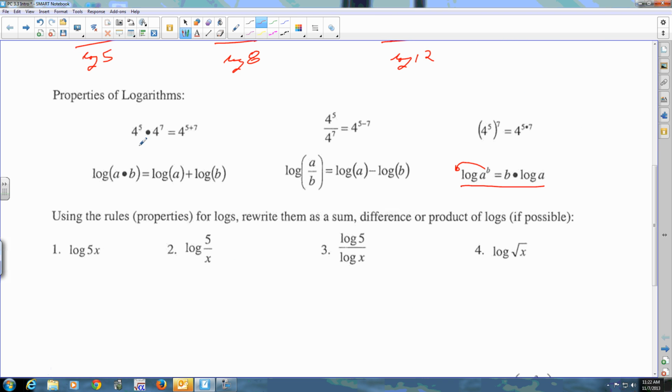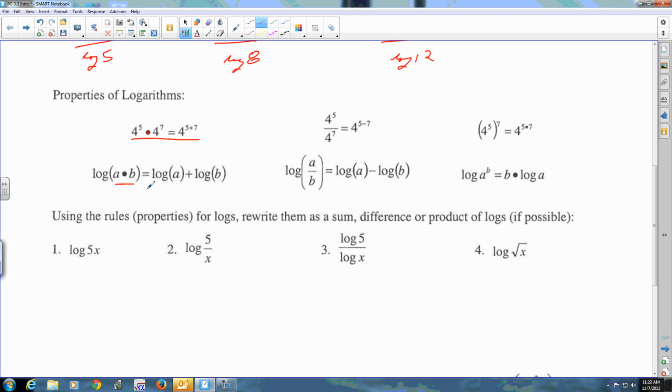Down here, there are 3 rules that we need to go through. One of them we've already talked about. When you have a product and the bases are the same, you add your exponents. That's a rule for just numbers that you already know.